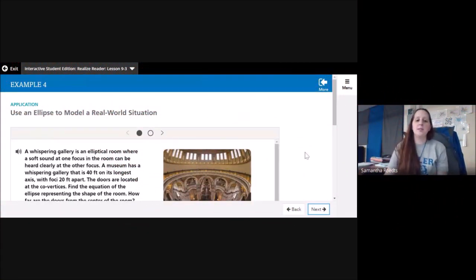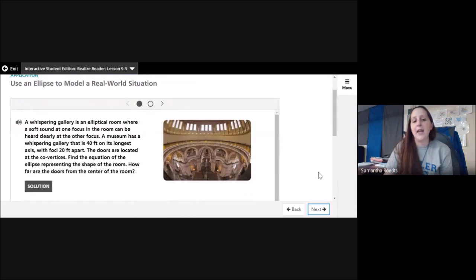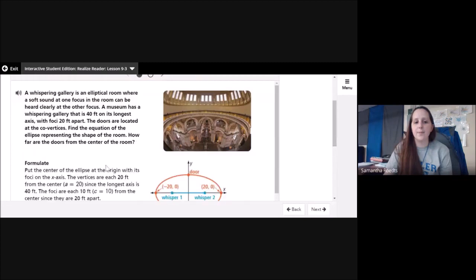Example 4, use an ellipse to model a real-world situation. A whispering gallery is an elliptical room where a soft sound at one focus in the room can be heard clearly at the other focus. A museum has a whispering gallery that is 40 feet on its longest axis, with foci 20 feet apart. The doors are located at the co-vertices. Find the equation of the ellipse representing the shape of the room. How far are the doors from the center of the room?